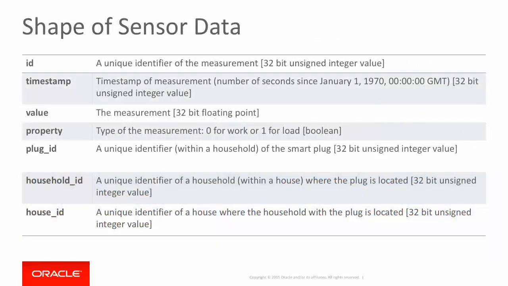The shape of the streaming data is shown here. In this case, the initial properties relate to the usage values, and as we are only interested in the load measurements, we will filter out the work-related values during processing. The remaining shape properties relate to the unique identifiers of the plug and the house.